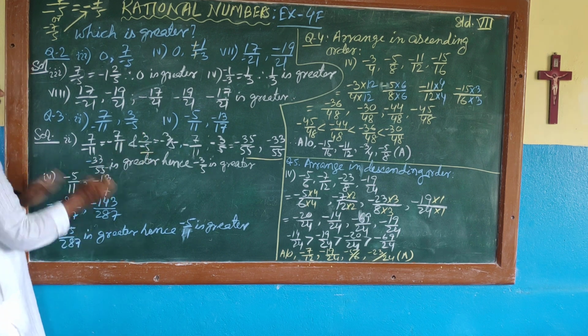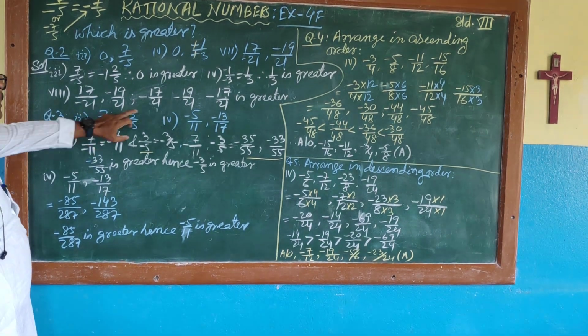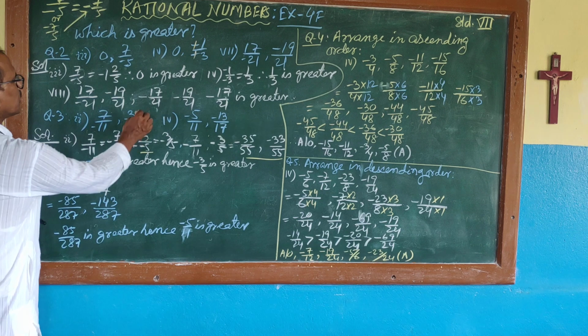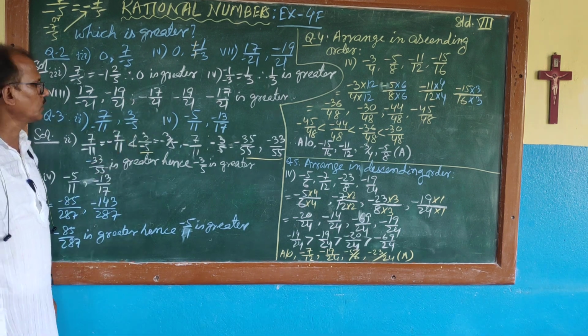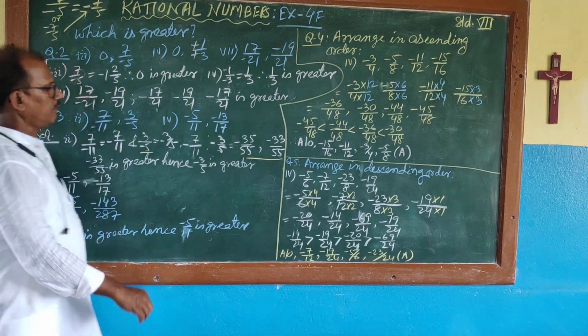So this is greater. Always go for the cross multiplication. It will be minus 35. It will be minus 33. Minus 33 is greater. So therefore this number is greater. Okay. This one again, you can go for the cross multiplication. 13 11s.